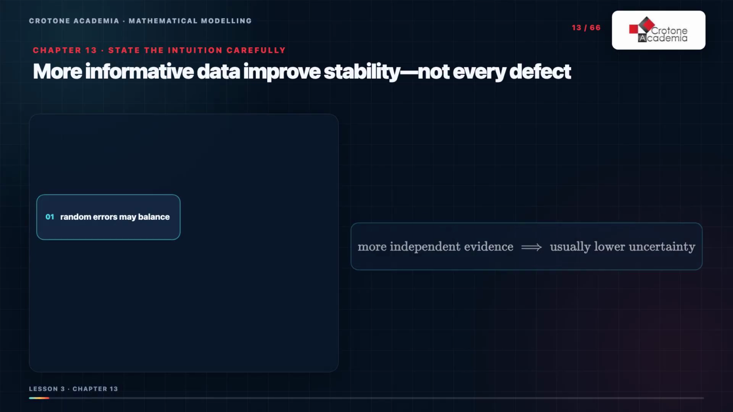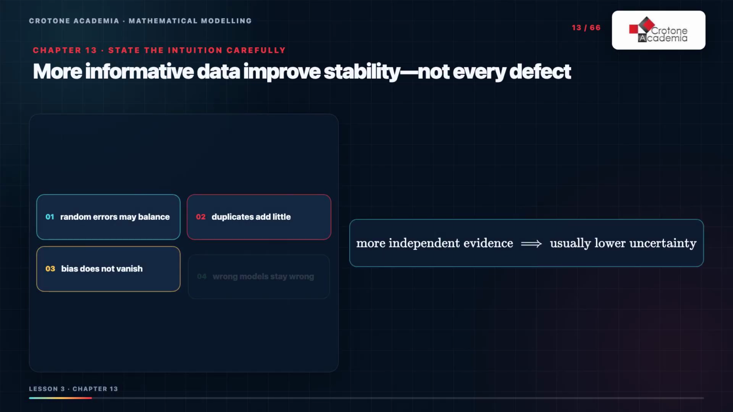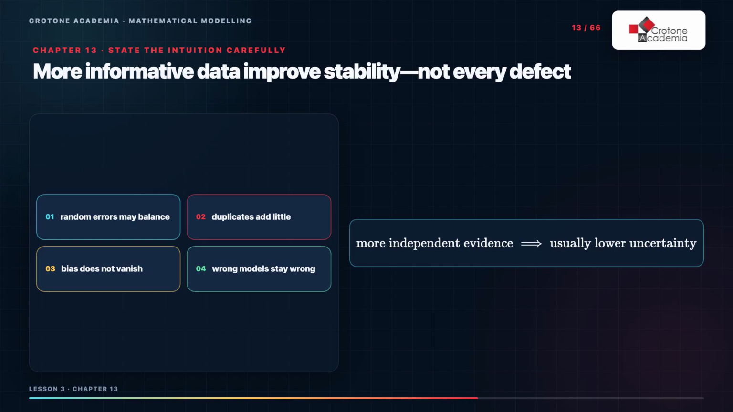The careful statement is that more independent, informative, representative observations usually reduce random estimation uncertainty. This depends on useful variation and on errors that do not always push in the same direction. More rows do not automatically remove systematic bias, duplicated information, rank deficiency, missing inputs, or an inappropriate model family. More data help us estimate the chosen relationship more precisely. They do not guarantee that the chosen relationship is scientifically correct.